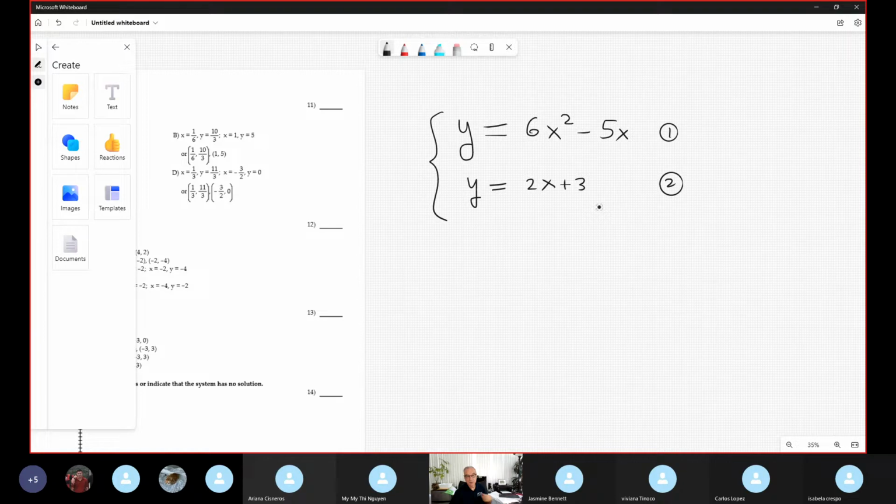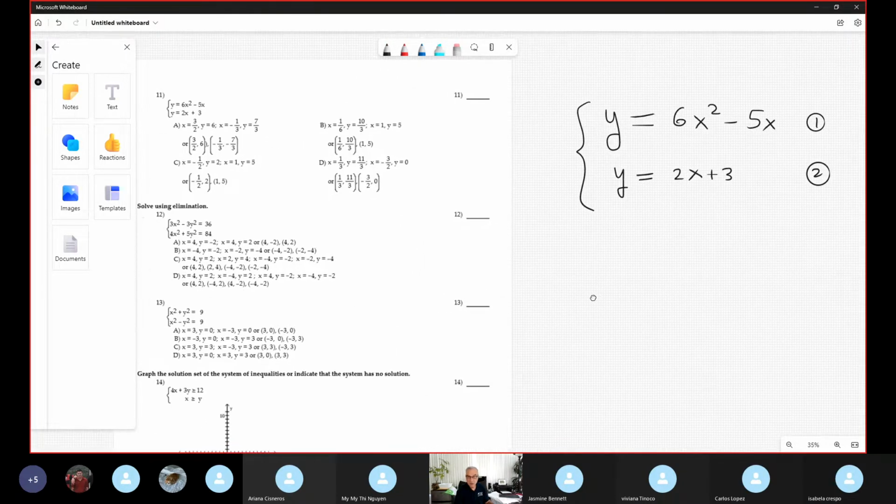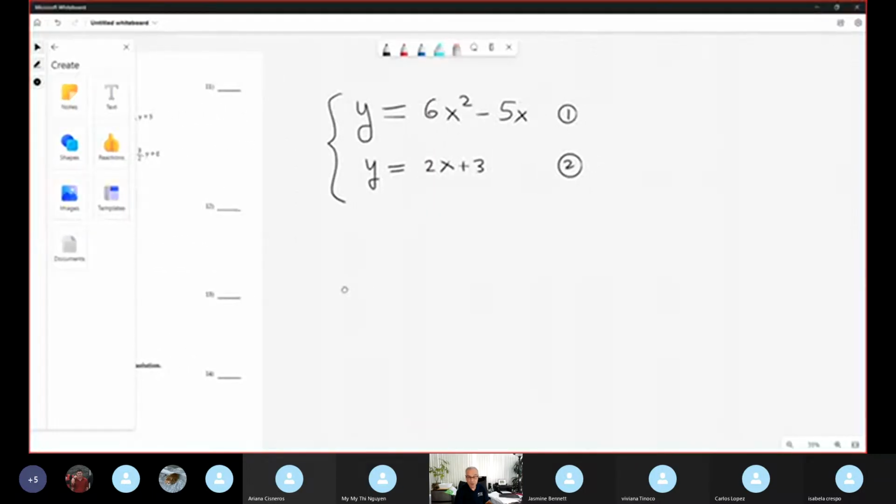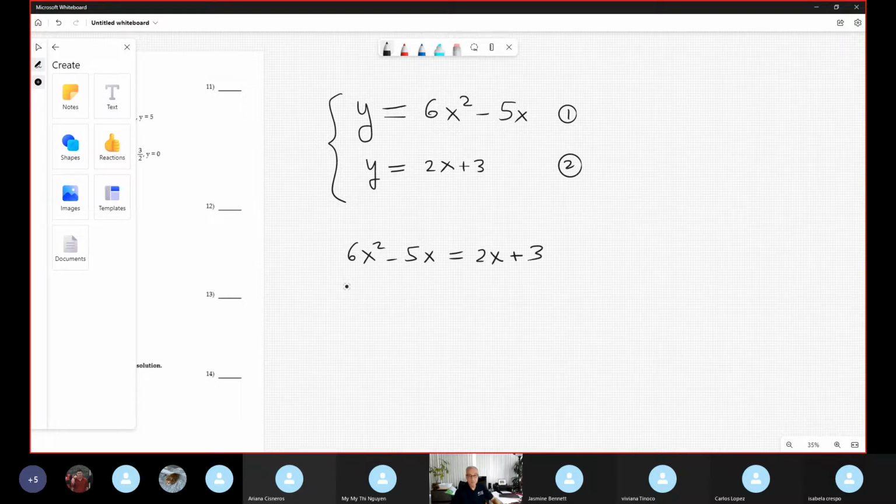Don't expect the equations to always be arranged in an elegant way. Sometimes it's easy in a crazy way. Now, I take advantage of this fact because y is isolated in both equations. Therefore, this y and this y are the same, so my equation is reduced to 6x squared minus 5x equals 2x plus 3. Wow, fantastic, right? And this looks like a quadratic equation, no?